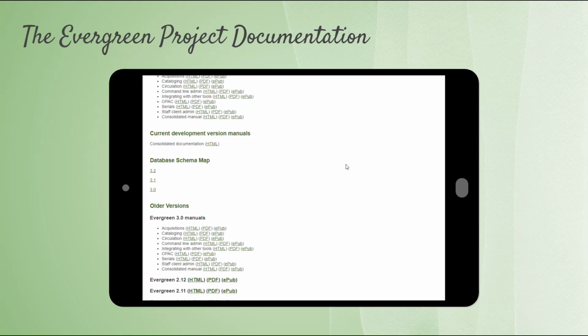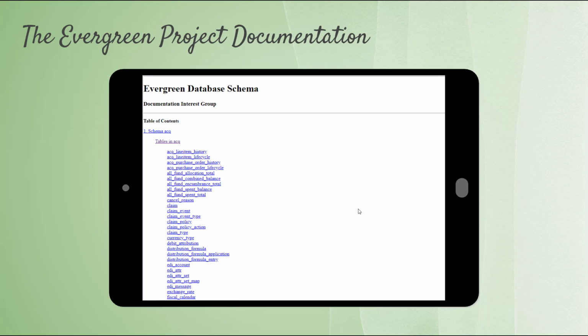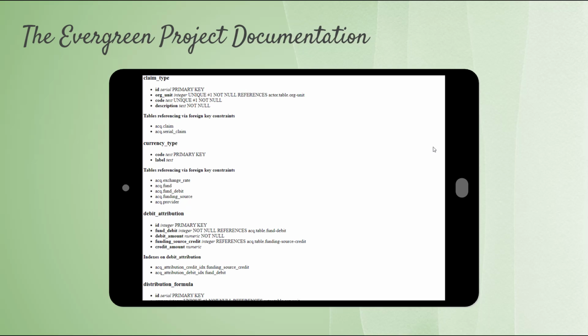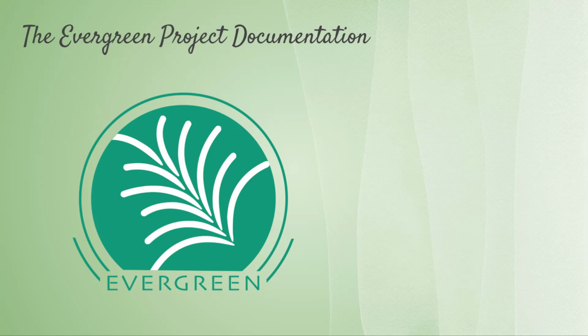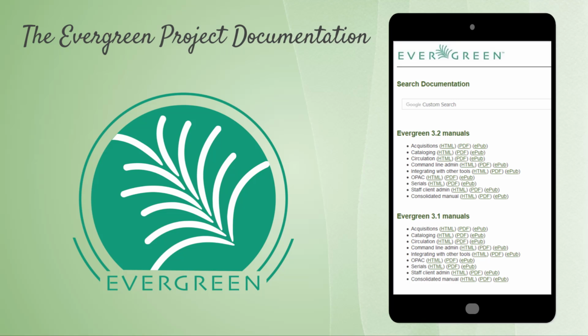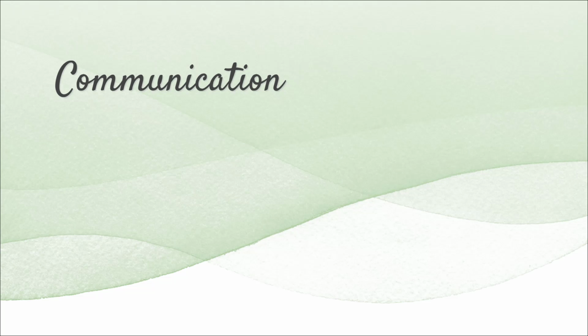This website also includes the database schema maps, which can be helpful when building intricate reports or understanding relationships within the database. The general Evergreen ILS documentation is not considered a good starting point for frontline library staff just beginning with Evergreen, but it can be a valuable reference as one's knowledge base grows.